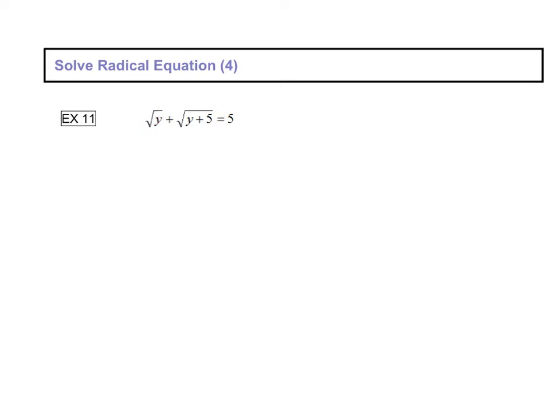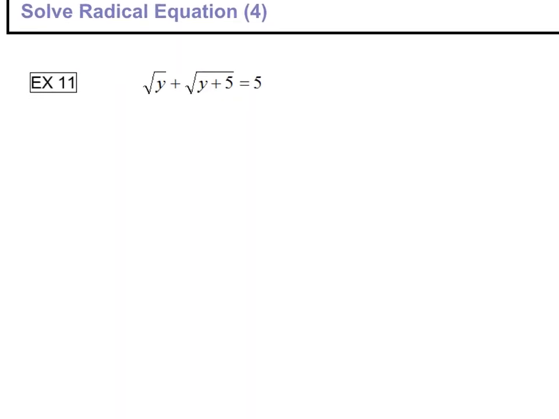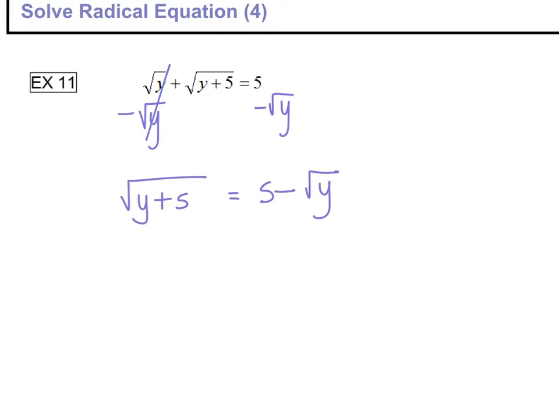We could get the square root of y over to the other side, or we could get the square root of y plus 5 to the other side. I'm gonna go with the square root of y. That's gonna be the more simple one to bring to the other side, and you'll see in a minute the way that this problem is heading. So I'm going to subtract the square root of y from both sides. Leaves me with the square root of y plus 5 equals 5 minus the square root of y.